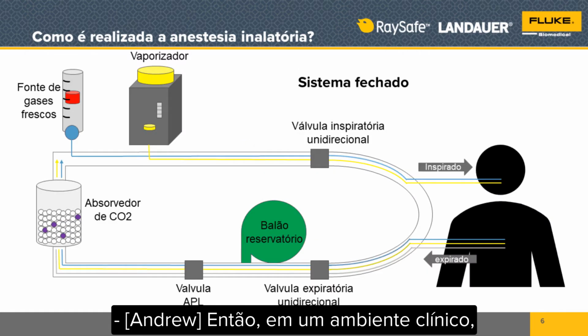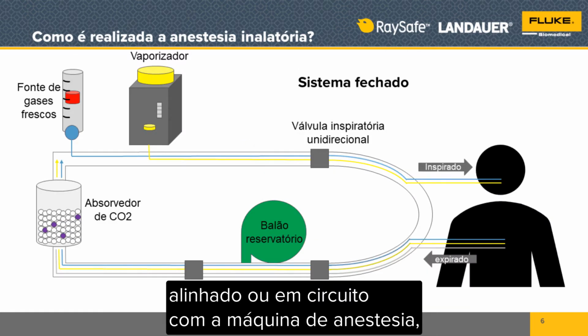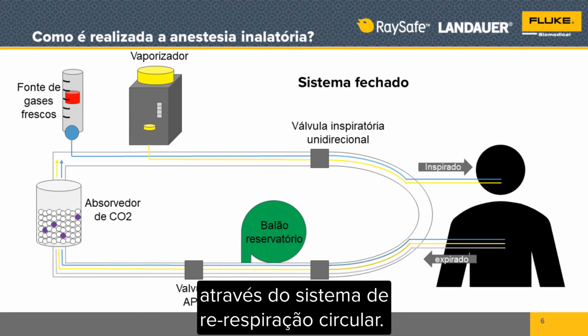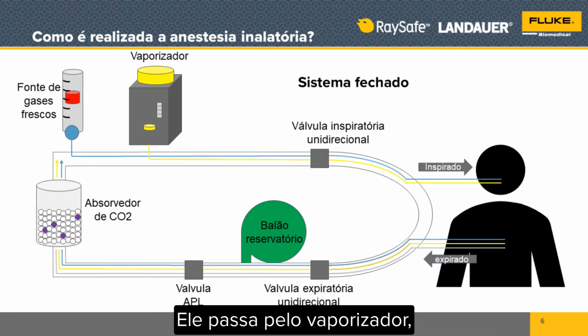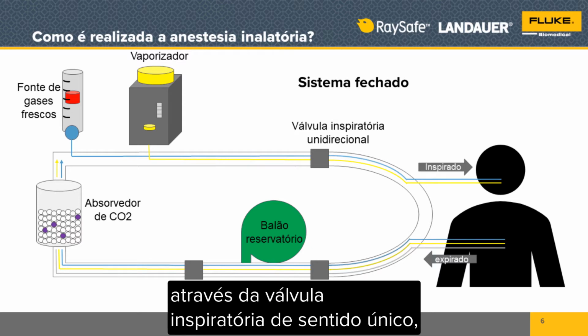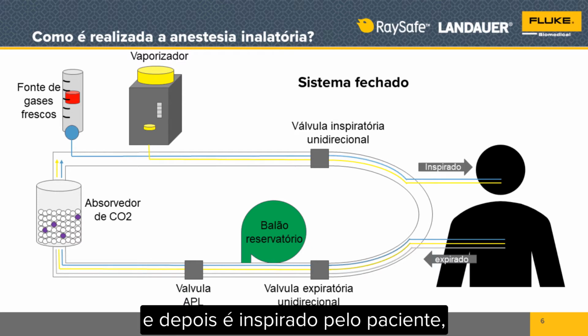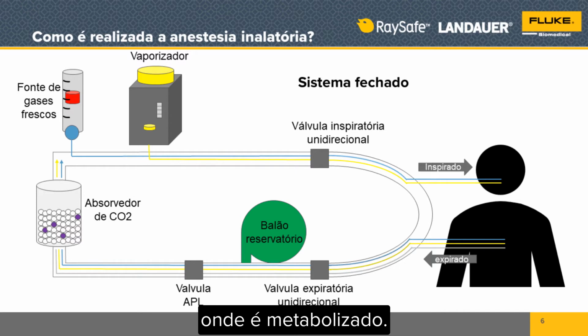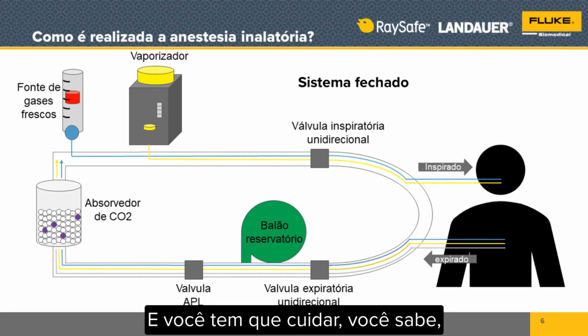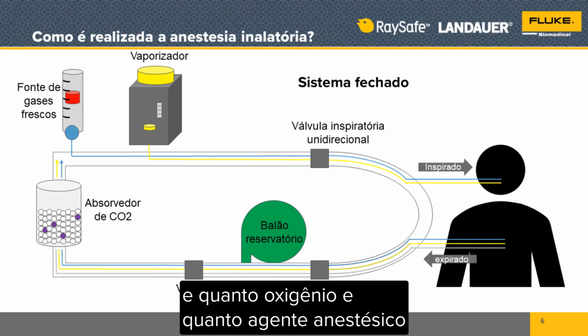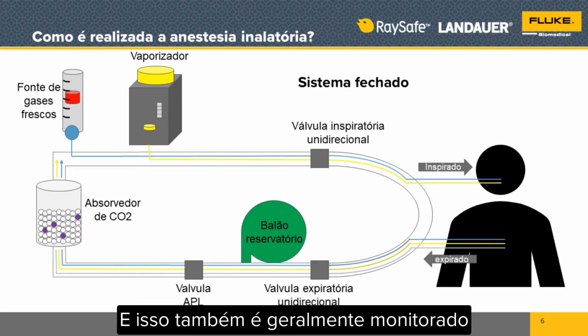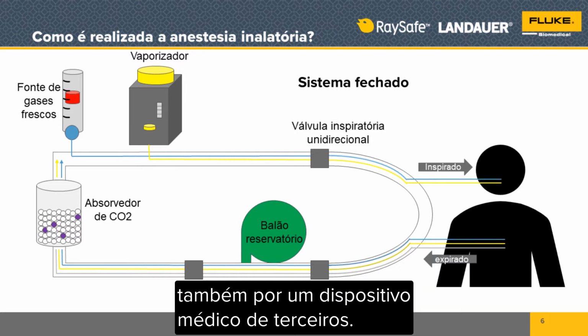So in the clinical setting, we're looking at the patient being in line or in circuit with the anesthesia machine through the circle rebreathing system. And we'll start in the upper left with the fresh gas supply. This then runs past the vaporizer where agent is added through the inspiratory one-way valve and then inspired by the patient where it's metabolized. And you have to watch all the various characteristics of the lungs and how much oxygen and how much anesthetic agent you're giving. And that's also usually monitored by a third-party medical device as well.